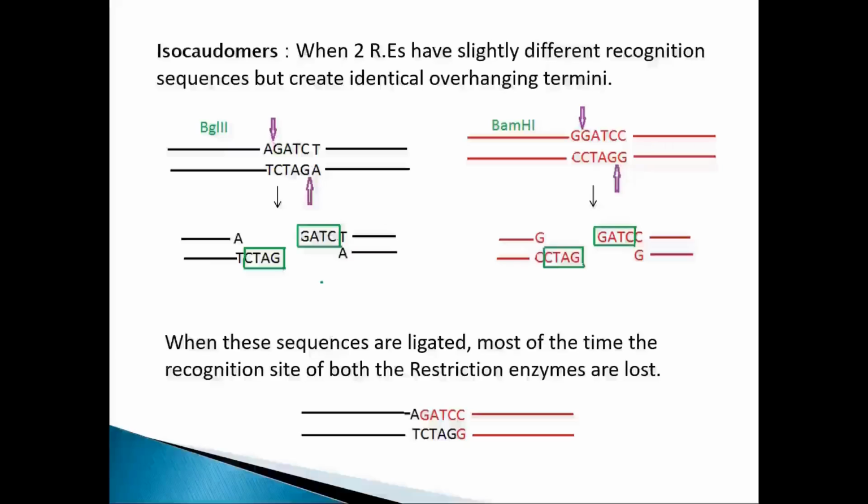Another interesting type is isocaudomers. Here, two restriction enzymes can have different recognition sequences, but when they cut, they create identical overhanging termini. So when these cut sequences are ligated, most of the time the recognition sites of both the restriction enzymes are lost. So here you can see the recognition sequences are different for these two enzymes. The cut ends are similar and they can be ligated like this.